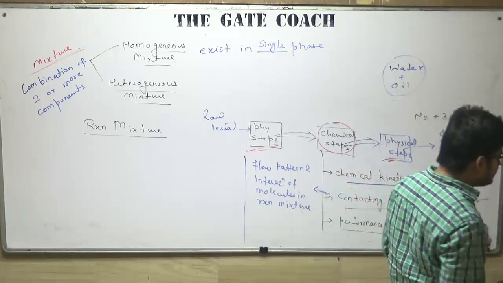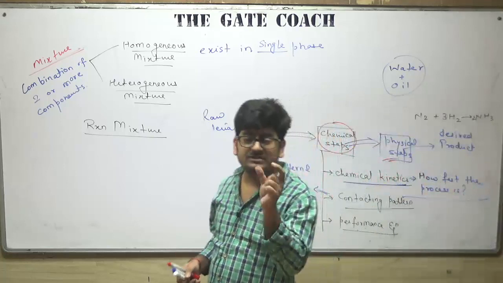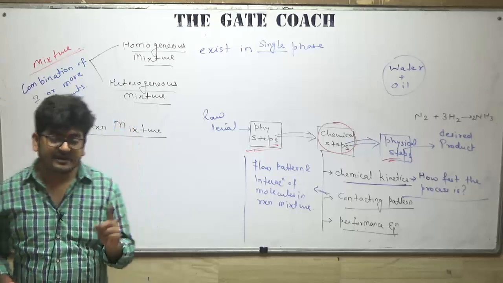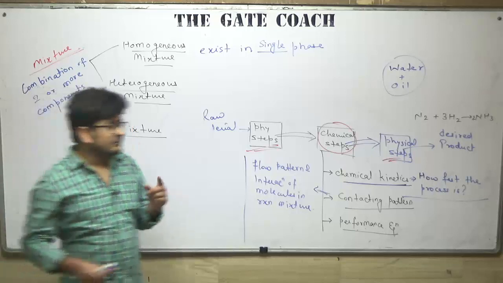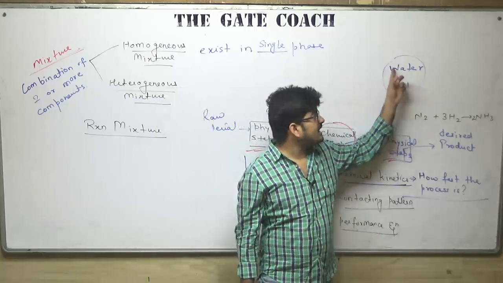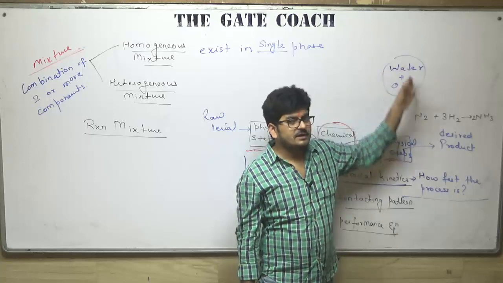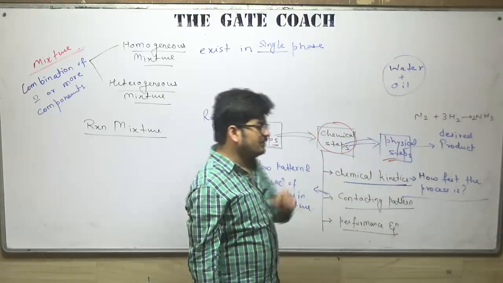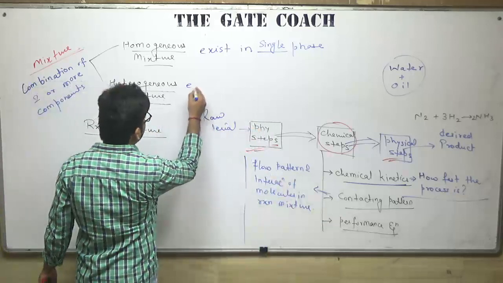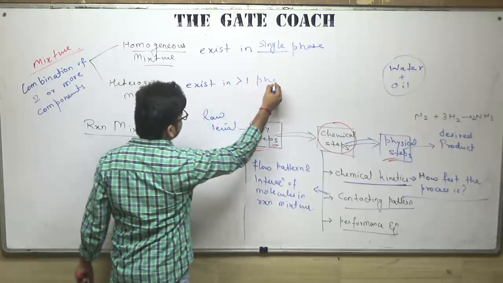Homogeneous mixture exists in same phase. No same phase. Don't use this word same. Use the word single or one phase. Okay, that's what I am telling you. Like if we take the example of water and oil, both are in liquid phase, means same phase, but it is not a homogeneous mixture. Okay, so be careful with this. Heterogeneous mixture which exists in more than one phase.